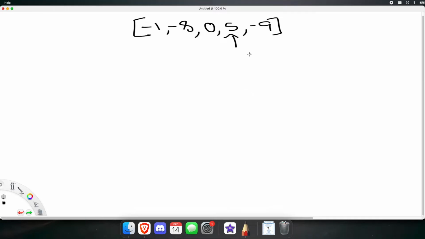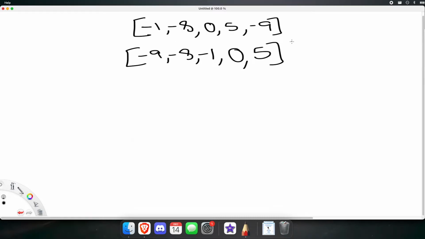So first off, like I said, we already know we want to cook the largest positive last. Now, how can we figure this out instantly? Well, as it turns out, it would be pretty helpful if we were to sort this array. So I'm just going to go ahead and sort it right here. We have -9, -8, -1, 0, and then 5. So this is the exact same array, but just sorted.